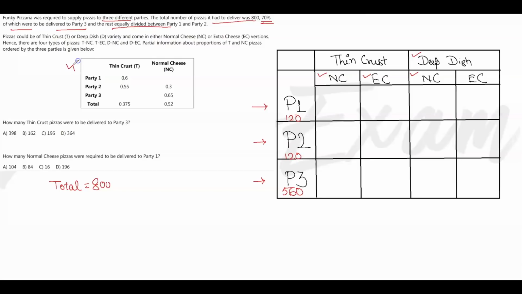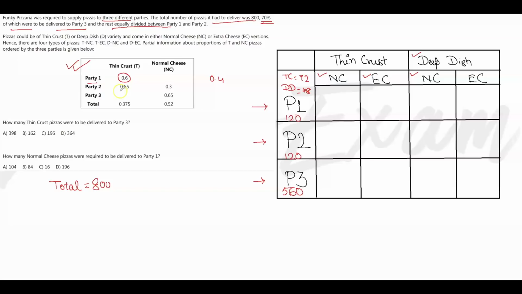Now let's see this table. I'm seeing that in party 1, 0.6 parts of the pizzas that went to party 1 are thin crust pizzas. That means the remaining part, that is 0.4, has to be deep dish pizzas, right? So I'll just write it somewhere here, that in party 1 thin crust is equal to 72, that is 0.6 of 120, and deep dish is equal to 48. Similarly, you need to do the same process for the other two parties as well, P2 and P3.